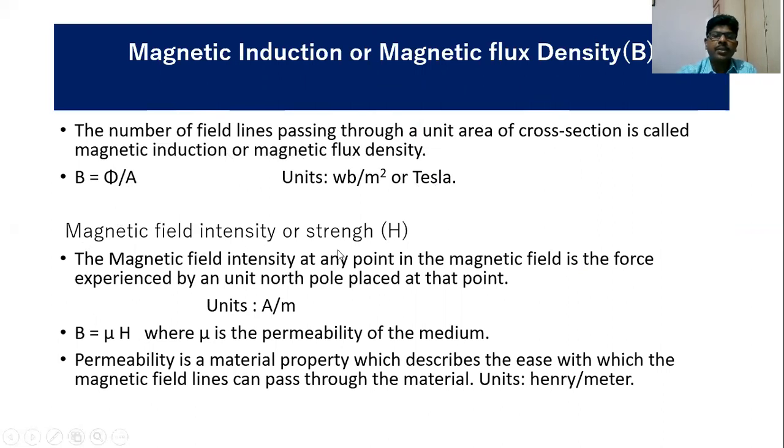Magnetic field intensity or strength at a point in the magnetic field is the force experienced by a unit north pole placed at that point, and the units are ampere per meter. We have a general relationship B is equal to mu H, where mu is the permeability of the medium. Now, permeability is a material property which describes the ease with which the magnetic field lines can pass through the material, and the units are Henry per meter.